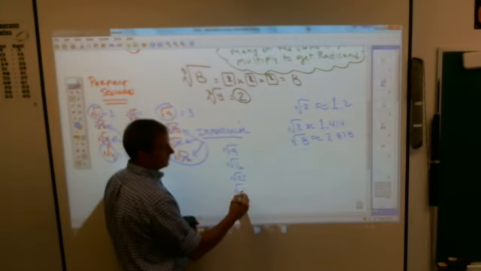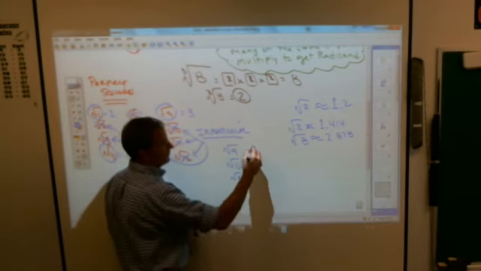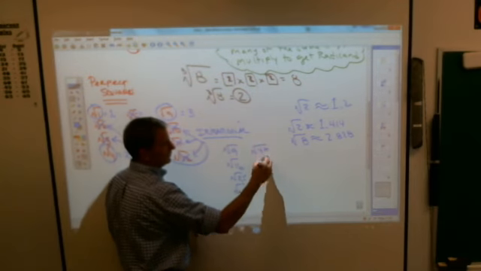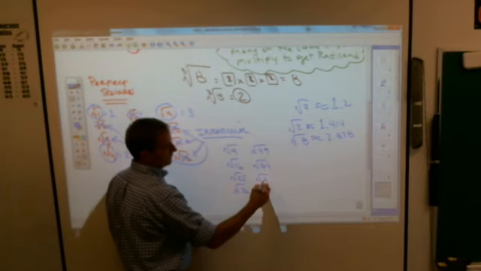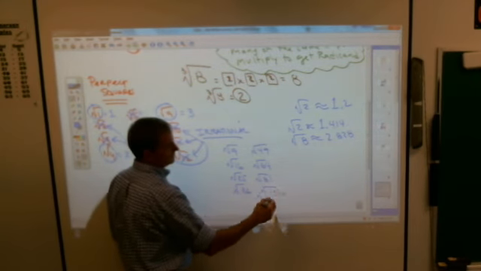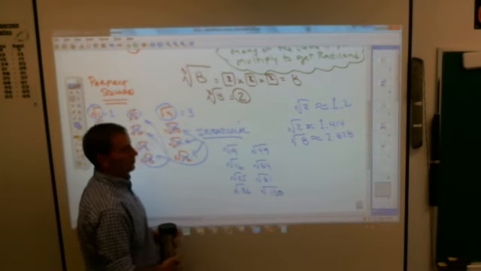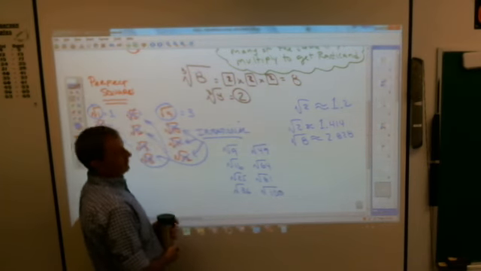6 times 6 is the next perfect square? 49. Thank you. 7 times 7. And then 64. 81. And 100. Those are the first 10 or 11 perfect squares.